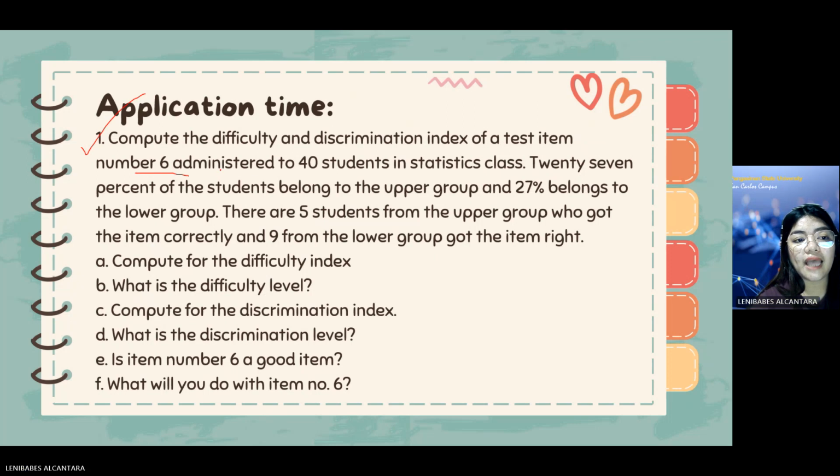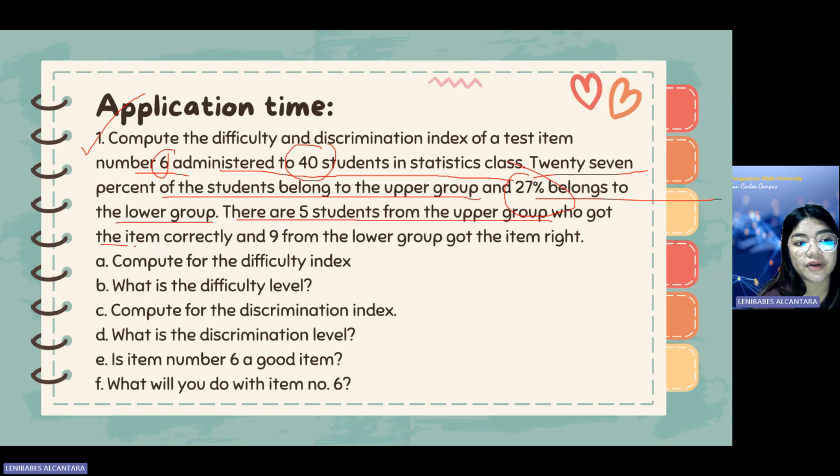Number 6, administered to 40 students in statistics class. Ilang students? 40. Anong item? Number 6. 27% of the students belong to the upper group and 27% belong to the lower group. So, of course, we have here constant 27%. There are 5 students from the upper group who got the item correctly and 9 from the lower group who got the item right. So, anong ibig sabihin nun? 5 ang nakakuha ng tamang sagot sa upper group and then sa lower group naman 9.